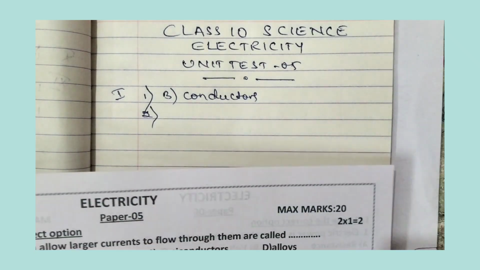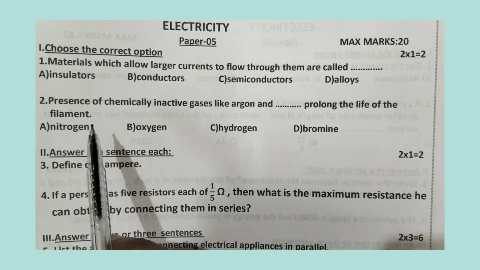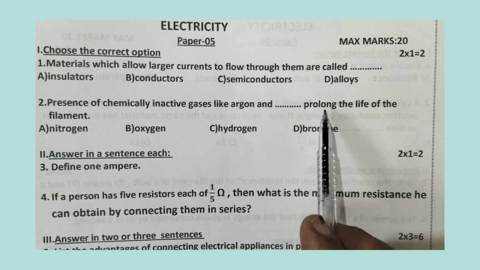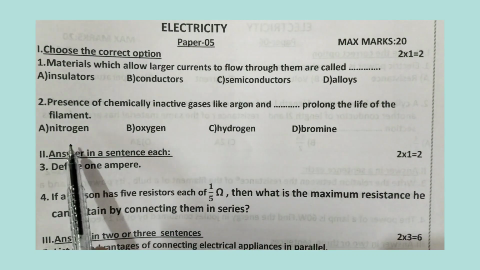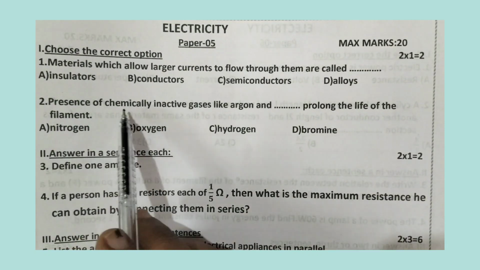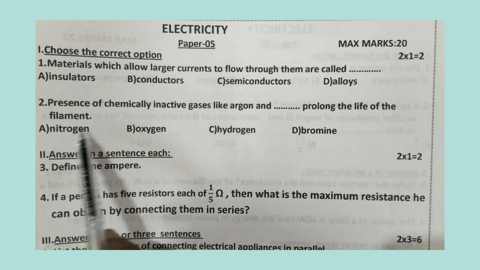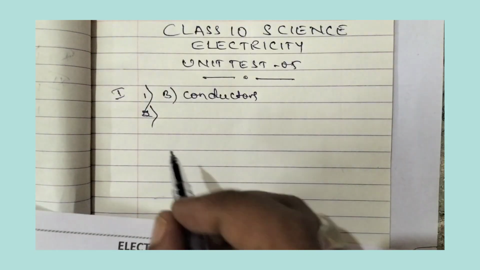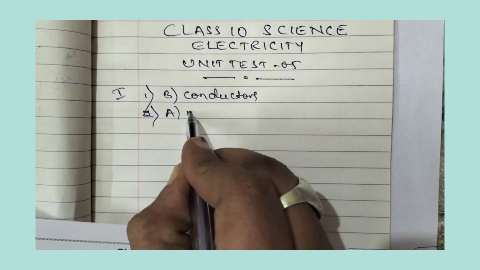Then the second one: presence of chemically inactive gases like argon and dash prolong the life of the filament. Nitrogen, oxygen, hydrogen, bromine. So the chemically inactive gases are argon and nitrogen. So option A, nitrogen.